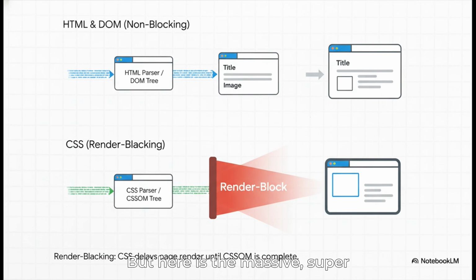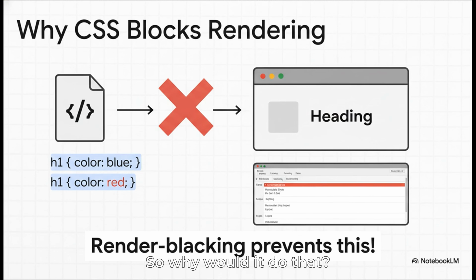But here is the massive, super critical difference you need to remember. Building the CSSOM is render blocking. What that means is the browser will refuse to render a single pixel on the screen until it has downloaded and parsed all of the CSS. So, why would it do that? It all comes down to the C in CSS, the cascade. A style rule you define at the very bottom of your style sheet can completely change a rule from the top. The browser can't risk showing the page with one style only to have it flicker and change a millisecond later. To avoid that ugly flash of unstyled content, it just plays it safe and waits for the entire CSSOM to be ready.